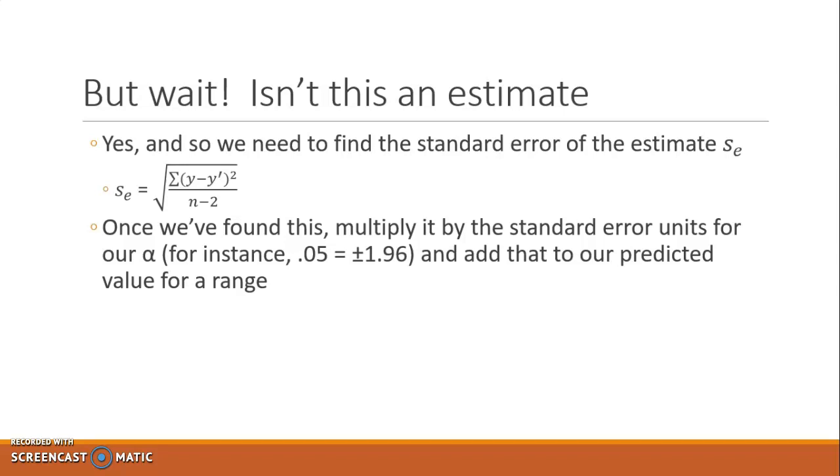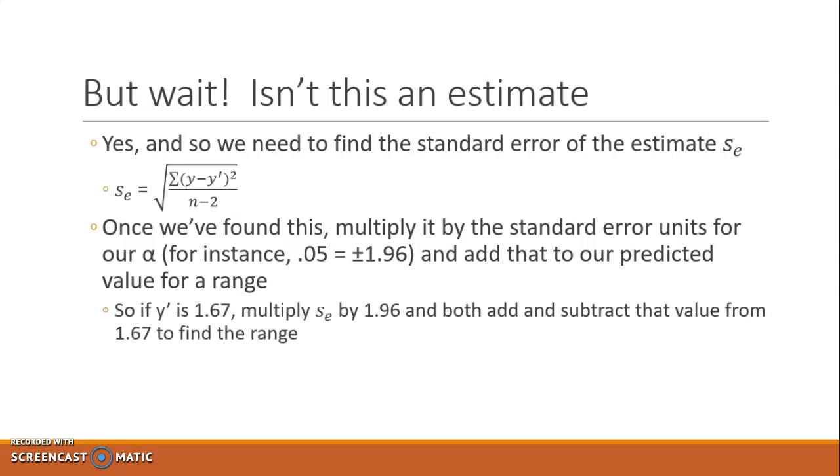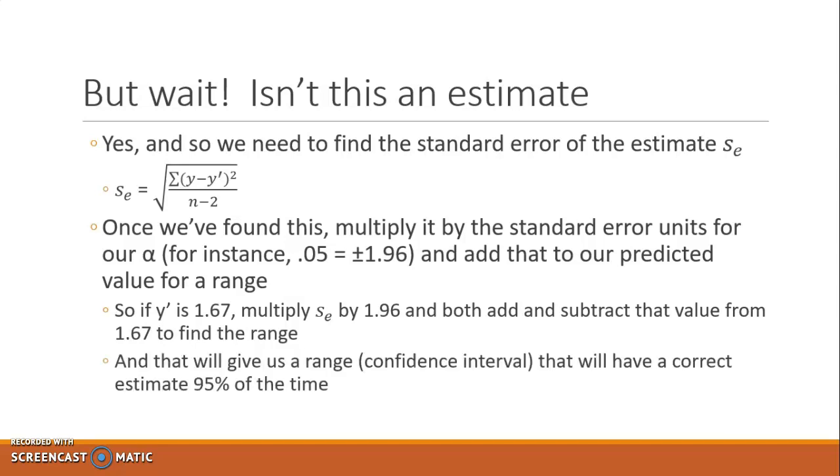So pretty much it's exactly what we've done before in terms of standard error. So if y is 1.67, great. Multiply the standard error by 1.96 and both add and subtract that value from 1.67 to find the range. There we are. Okay. And that will give us the range. It'll give us a confidence interval that'll have a correct estimate 95% of the time because we're multiplying it by our alpha.